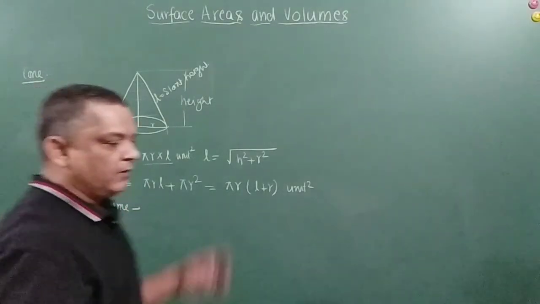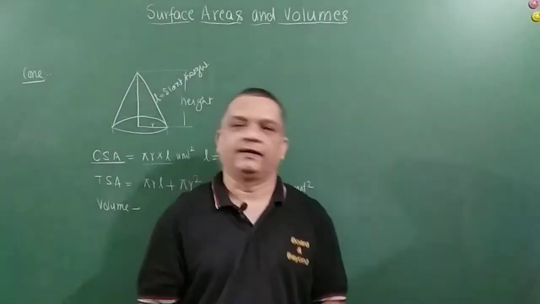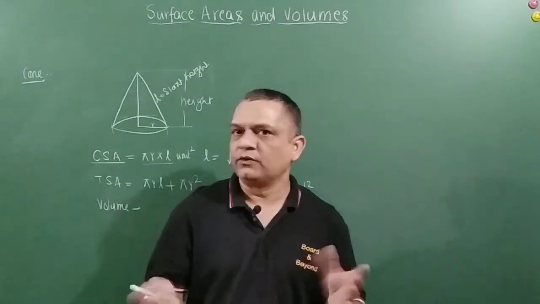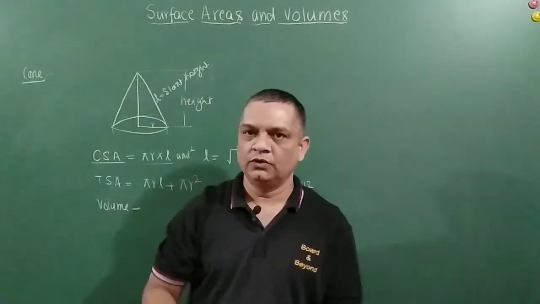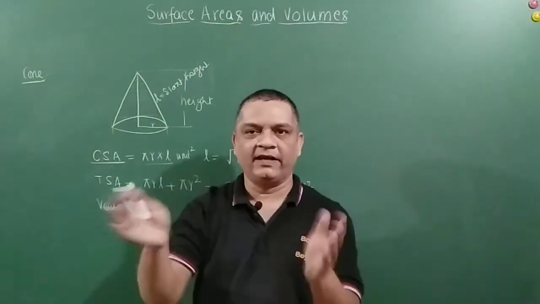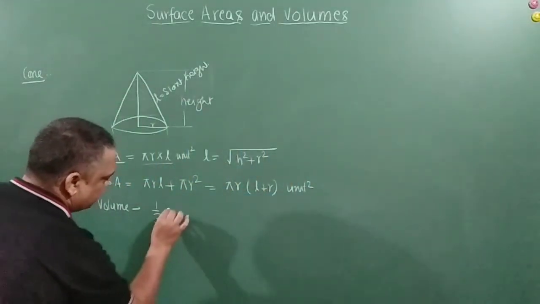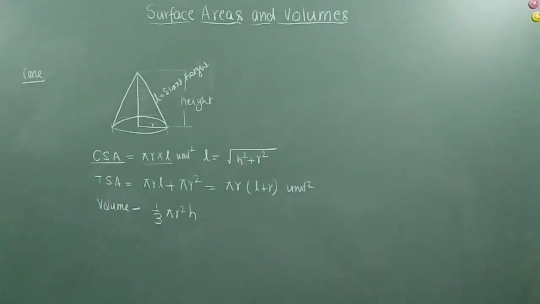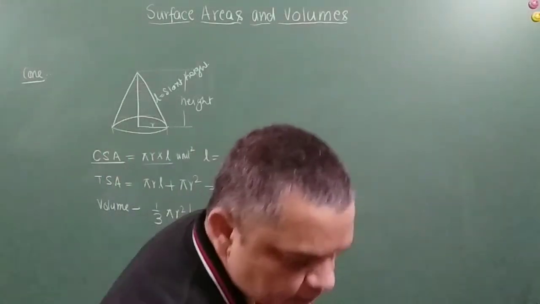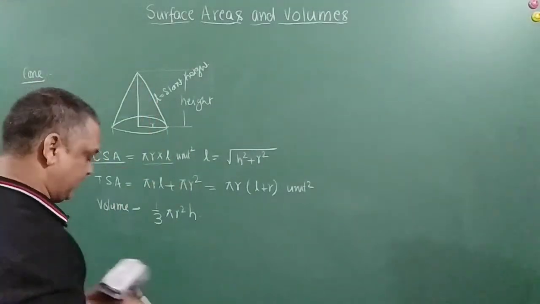Now coming on to volume. Friends, the volume of a cone is 1/3 the volume of a cylinder of the same height. What is the volume of the cylinder? Pi r square into h. So the volume of the cone will be 1/3 pi r square h. Correct. So this is the volume of the cone. Since this is not a regular figure, we cannot do area of the base into height. Please don't do that.